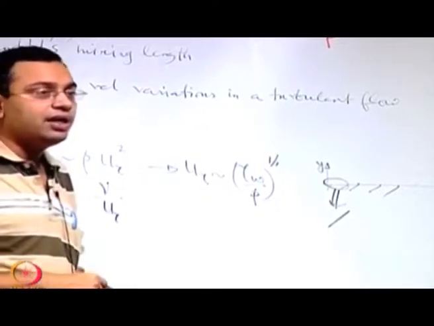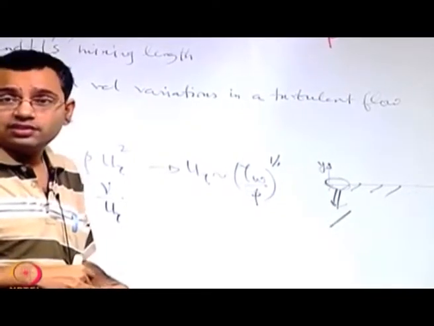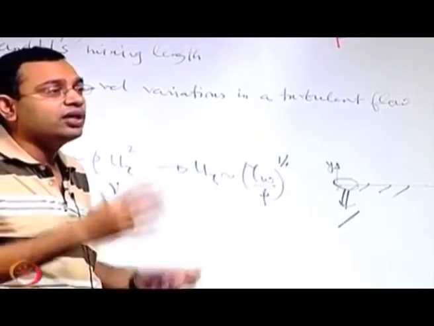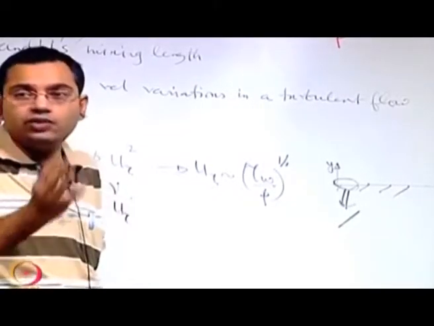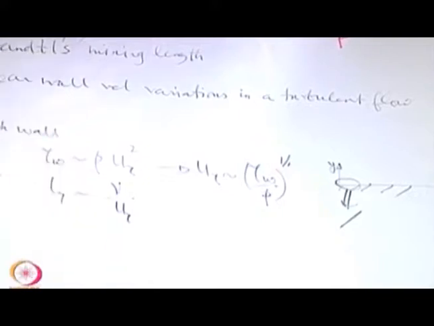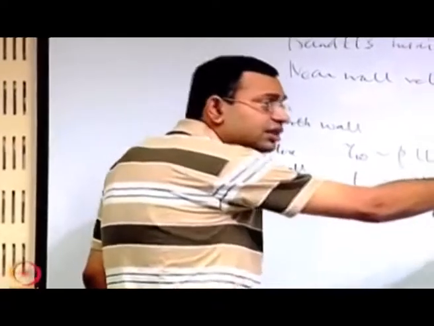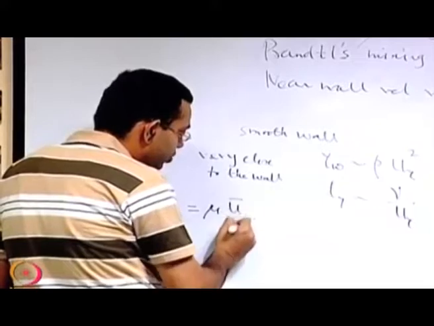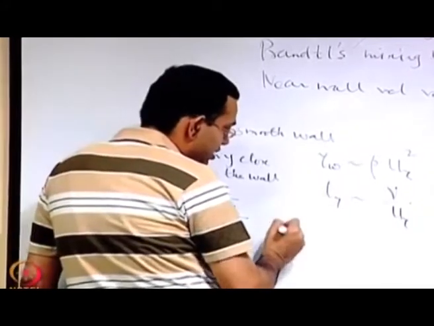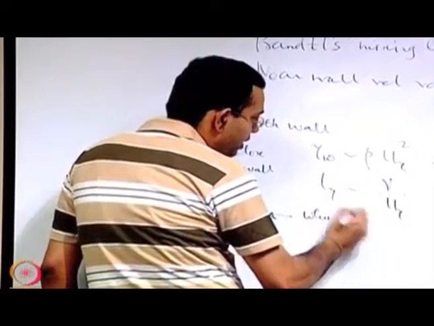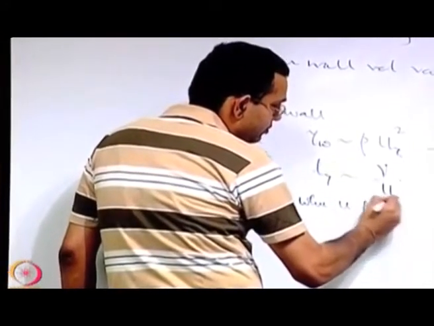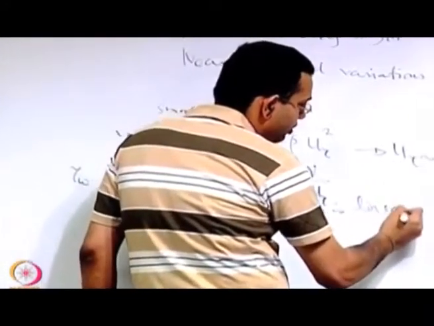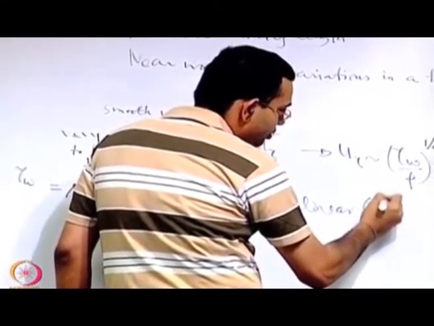A linear velocity profile means that the wall shear stress is a constant, because tau wall is locally mu du dy. If u varies linearly with y, du dy is a constant. So if we calculate tau wall over that very thin layer, then tau wall will be just mu into u by y, where the u profile is linear, very close to the wall or adjacent to the wall.